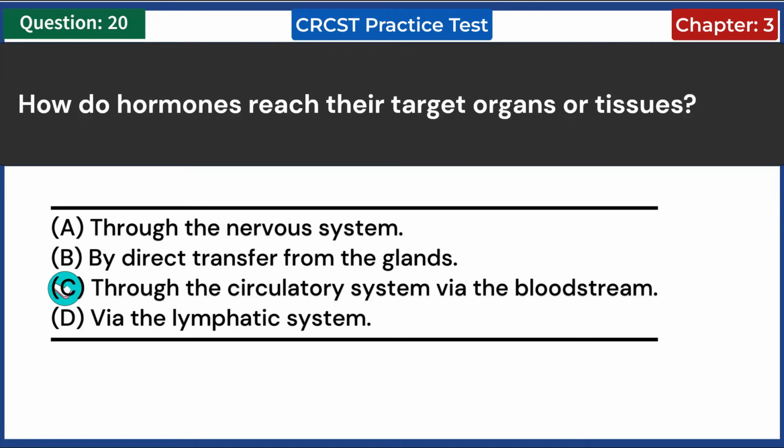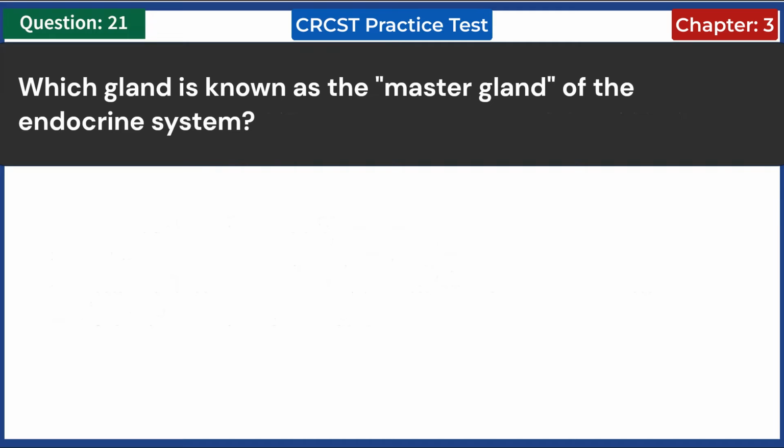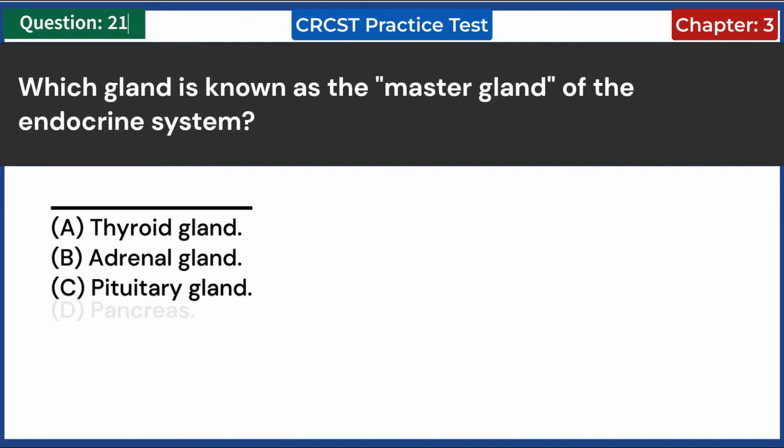Answer: C. Through the circulatory system via the bloodstream. Which gland is known as the master gland of the endocrine system? A. Thyroid gland. B. Adrenal gland. C. Pituitary gland. D. Pancreas. Answer: C. Pituitary gland.